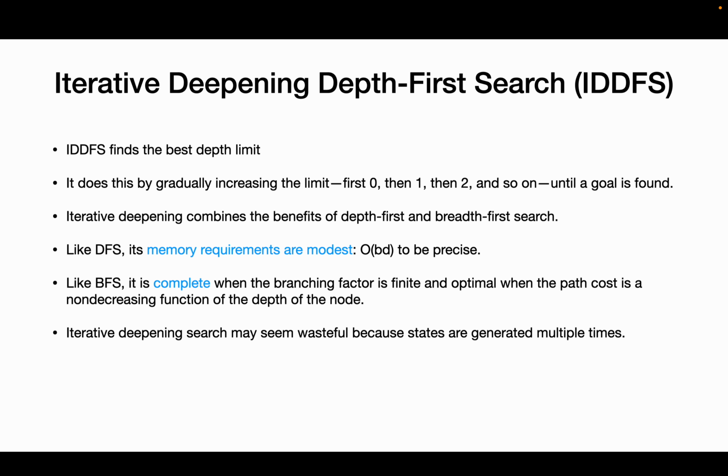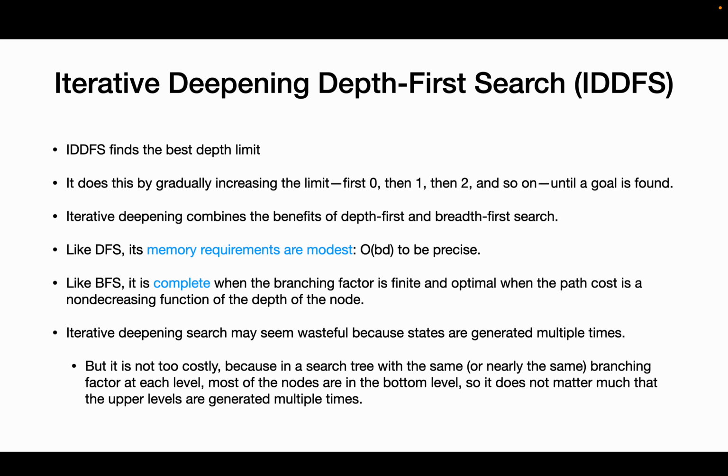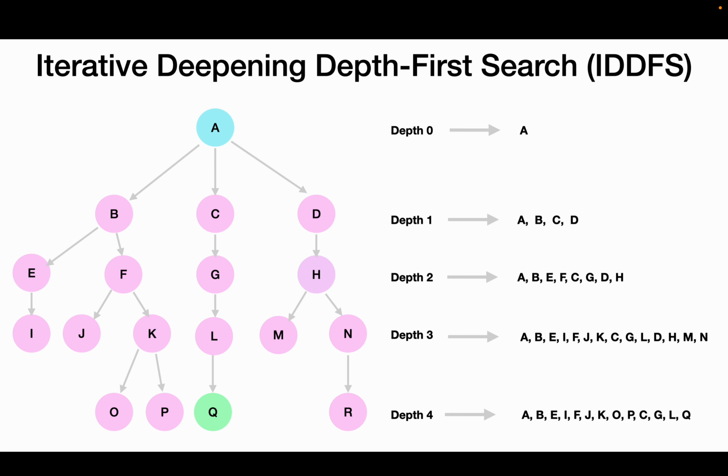The only limitation, although it is not so important, is that there is a repetition in the way the nodes are being generated. But it is not too costly, because the nodes in the bottom layer are not going to be repeated many times. Only the nodes in the top layers are going to be repeated. So in an asymptotic sense, it does not affect much in terms of complexity. So let's take an example and analyze this.